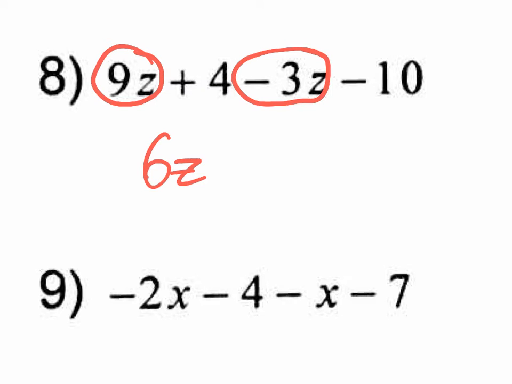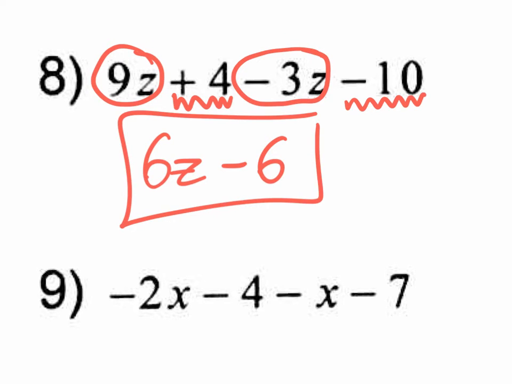And then you move on to combining the numbers with the numbers. We have a positive 4 combined with a negative 10. What do you have left over? If you have 4 and you owe 10, what do you have left over? You owe 6, negative 6. So there's your answer for number 8, 6z minus 6.